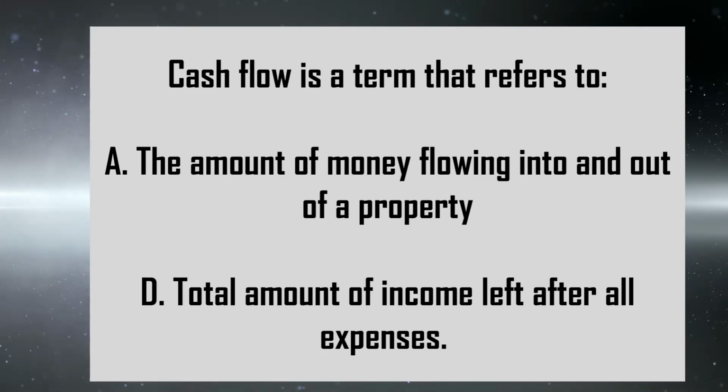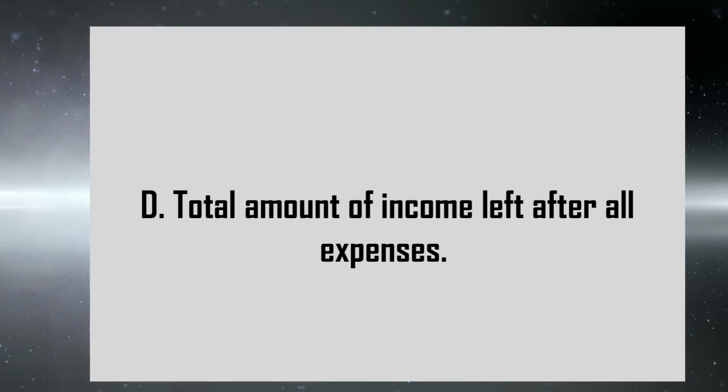So whether we're talking about investment properties, the daily business brokerage functions, or business in general, when we are talking about cash flow, we are talking about D, the total amount of income left after all expenses have been paid. So why isn't it A, the amount of money flowing into and out of a property? Because that's more of a balance sheet, showing you expenses, gross operating income, and then your net operating income. But what we're talking about with cash flow is the total amount left after all those expenses have been paid. So that is the cash flow.